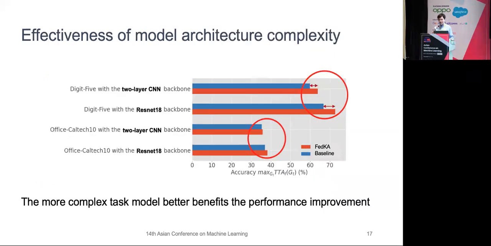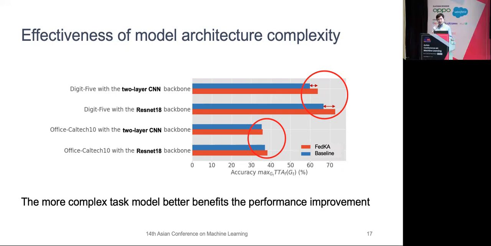We also studied the effectiveness of the proposed method when applying different model architectures. Basically, we find that if we use a more complex encoder, we can better compare the different representations from the different domains. As a result, the performance improvements can be increased based on the complex model architecture we use.